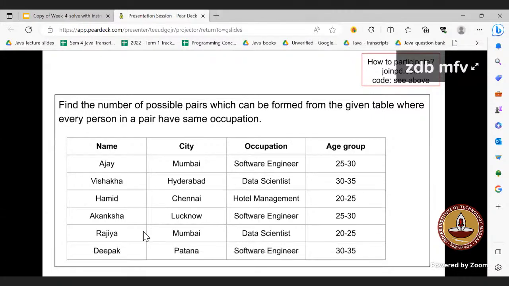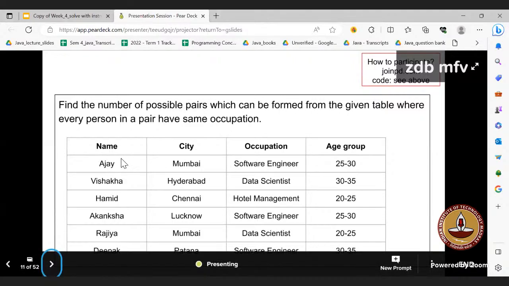Basically, what you will do is fix Ajay first, and then compare with all the other remaining names. You will check whether their occupation is the same or not. If their occupation is the same, then you will increase the pair count: pair equals pair plus 1.